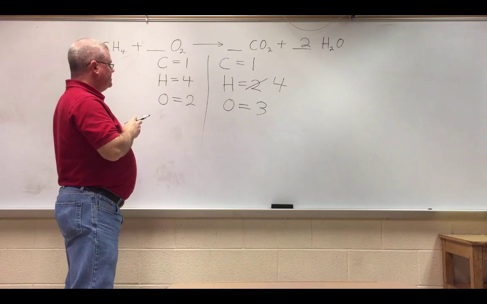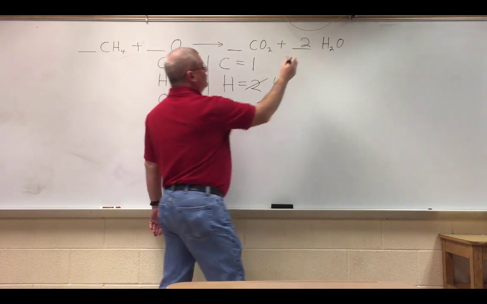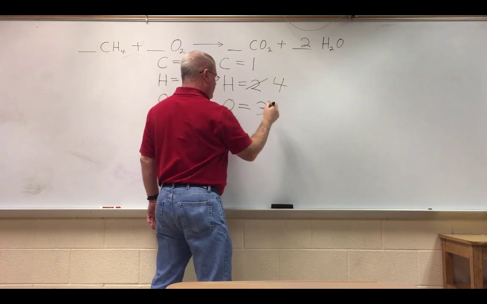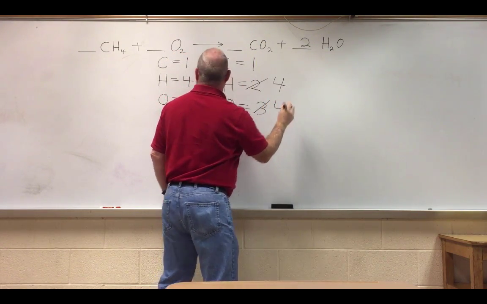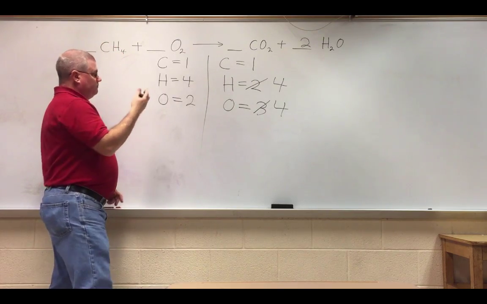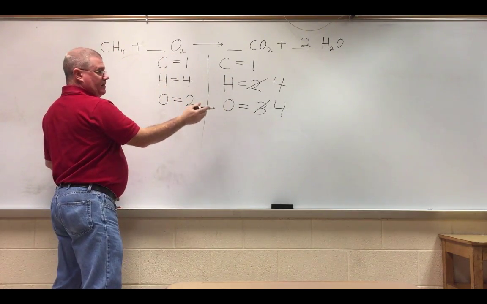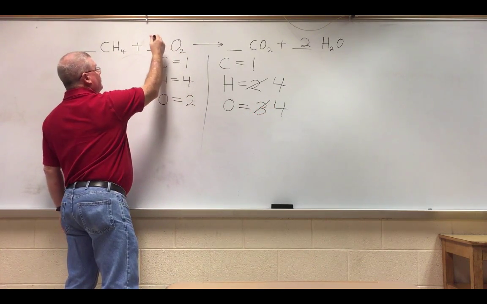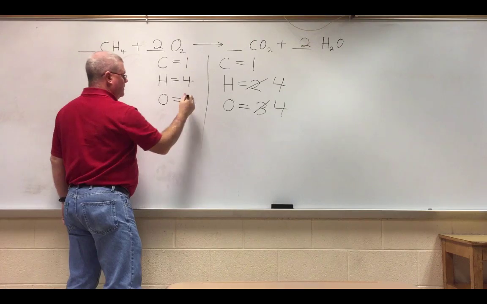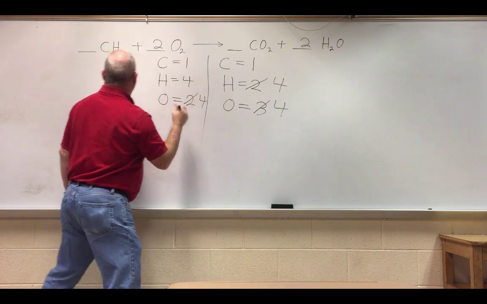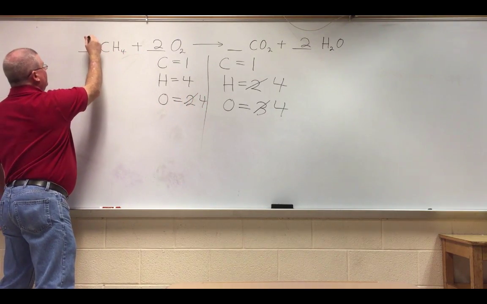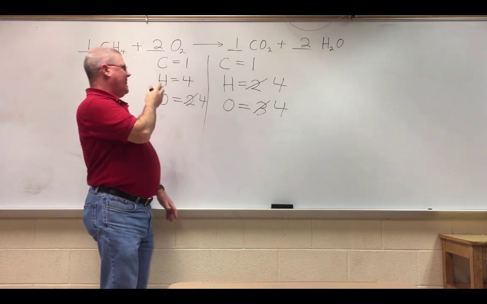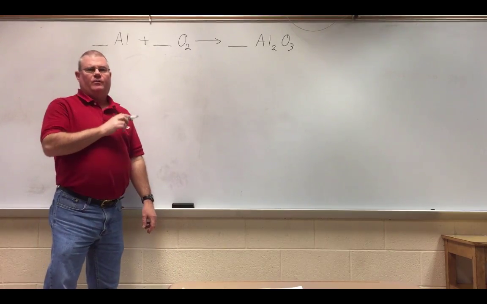Now, on the oxygens, that's changed up. So now we've got 2 oxygens here plus 2 oxygens there for 4 oxygens. We can look over here, the least common multiple would be 4. And we have 2 oxygens here. We can put a 2 in front of this, making 4 oxygens. So therefore, this equation is now balanced.